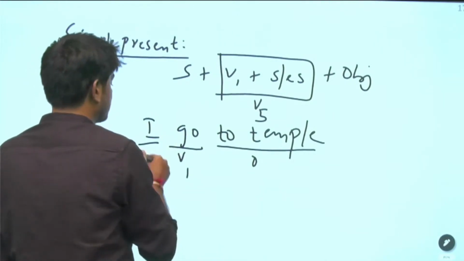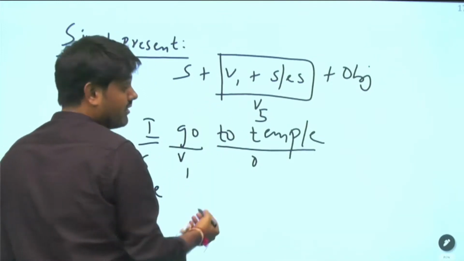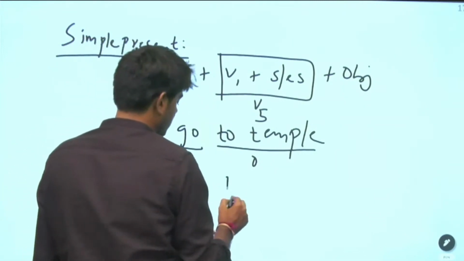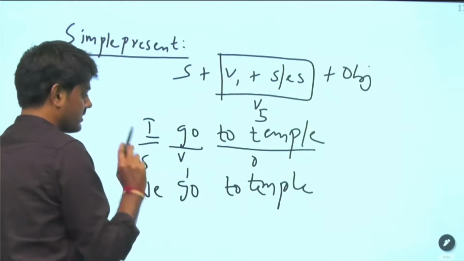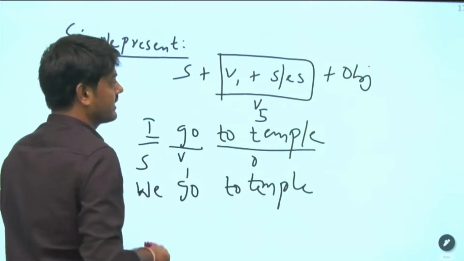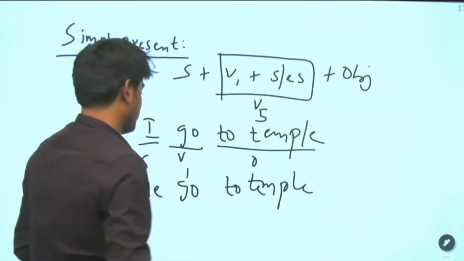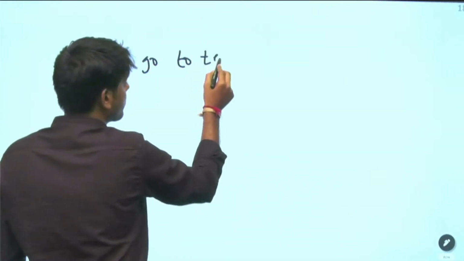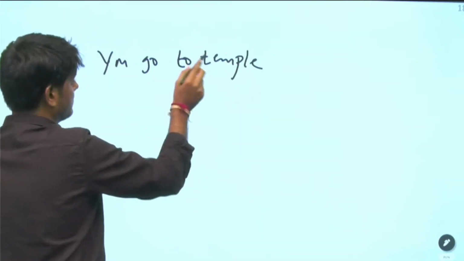Then next is we. Generally I am taking the same verb form so that you can understand very well. So, we go to temple. Here also we should not use S or ES. Only for third person singular we have to use S or ES form. Next, you go to temple. Singular and plural are the same.